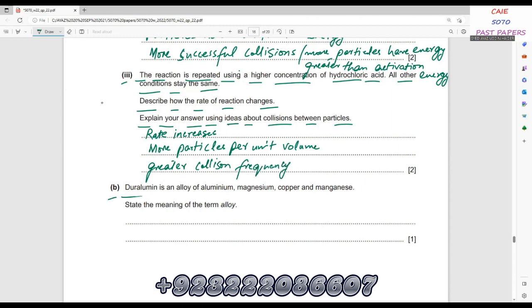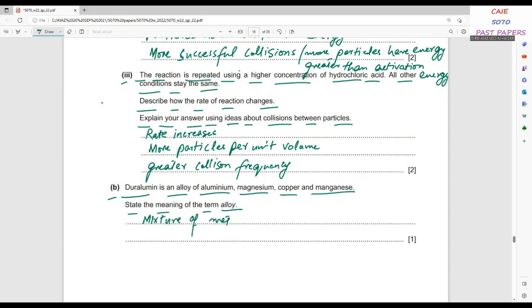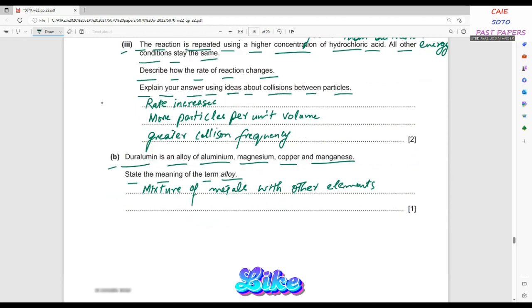Number B, duralumin is an alloy of aluminium, magnesium, copper, and manganese. State the meaning of the term alloy. It's a mixture of metals. You can write with other elements, because sometimes you have carbon also, like in the alloy steel.